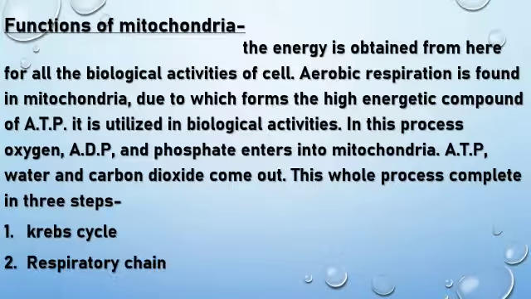Next, the functions of the mitochondria. Here we discuss the main functions of the mitochondria. In the mitochondria, energy is obtained for the biological activities of the cell. By the help of the mitochondria, energy is obtained, and that energy is utilized for the biological activities of the cell. A very important point to note is that in the mitochondria aerobic respiration takes place, and due to this, highly energetic compounds are formed, compounds which are highly energetic.